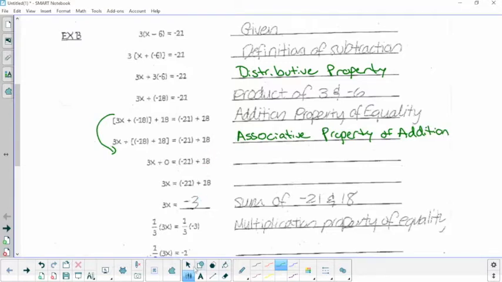As we keep going down, we have to look at the difference here. 3x plus the quantity negative 18 plus 18 gets us 3x plus 0. That's a plus sign, a little hard to see there. 3x plus 0. What property is that? The inverse property of addition.